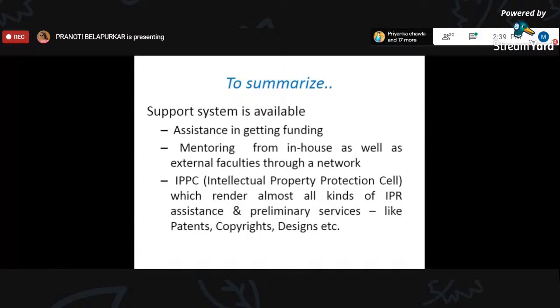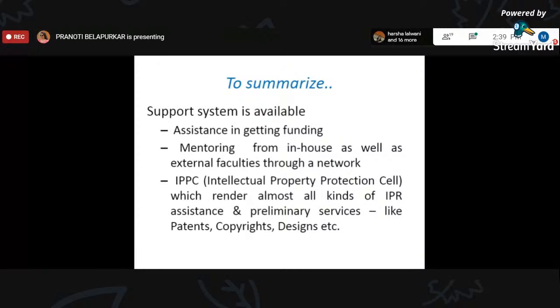What kind of support system? You can have financial assistance, and mentoring assistance, both in-house mentoring as well as from external faculties and experts from that field. And an intellectual property protection cell is there that will guide you so you don't lose out on this part, and help you with IPR and preliminary services like patenting, copyrights, designing your products, etc. These are a few things you should keep in mind.